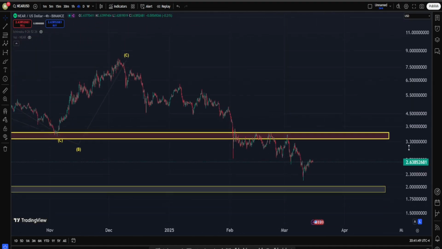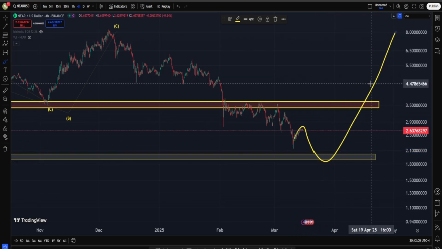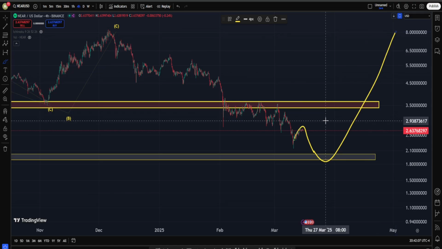Now, if you remember in the previous update, I told you there is a good chance that we may see another move on the downside in order to hopefully reach this important region between $1.9 and about $2, and then from here I'm hoping that we are going to have a very strong bounce back and start the next phase of the bull.